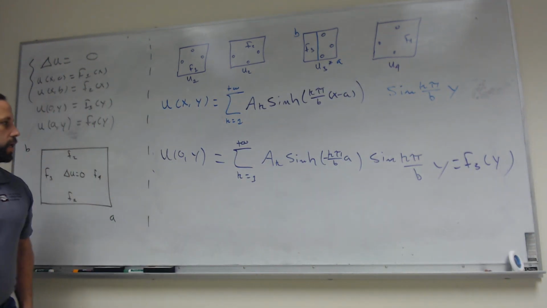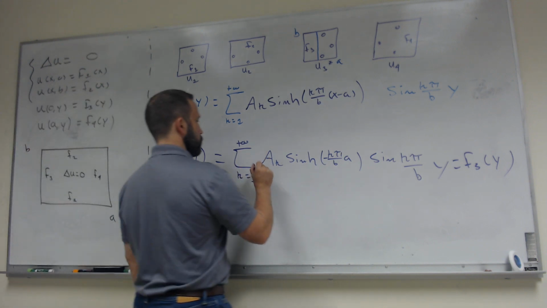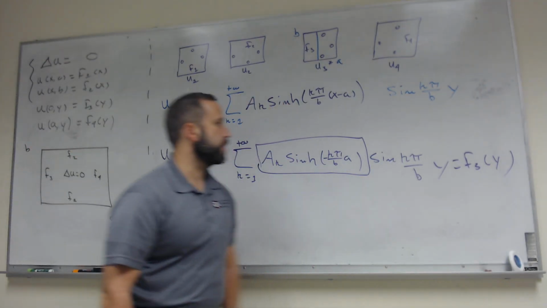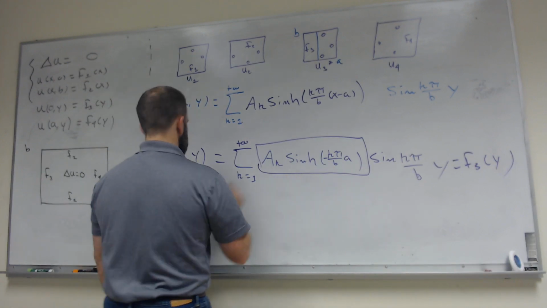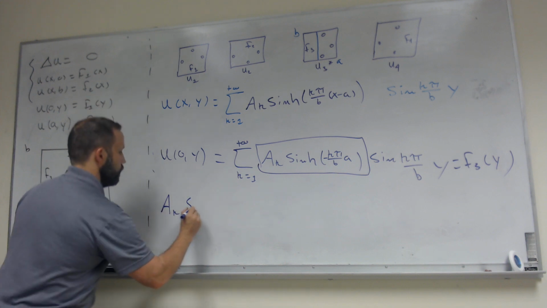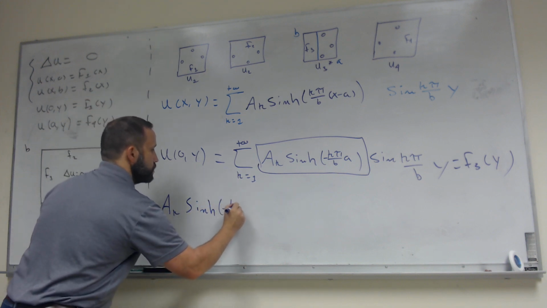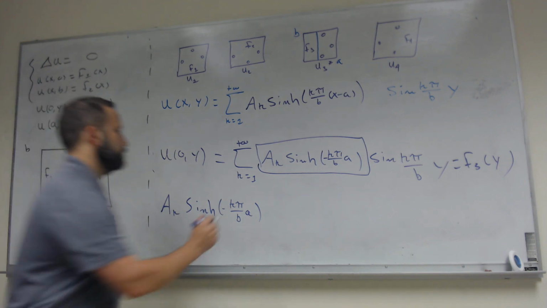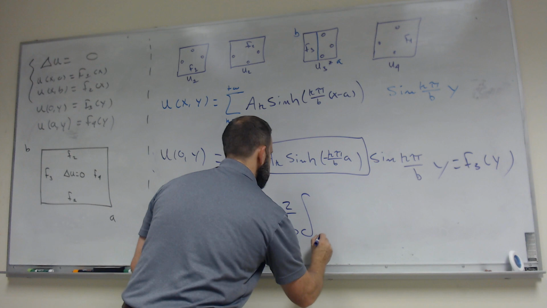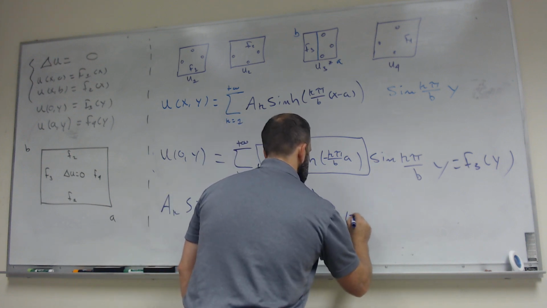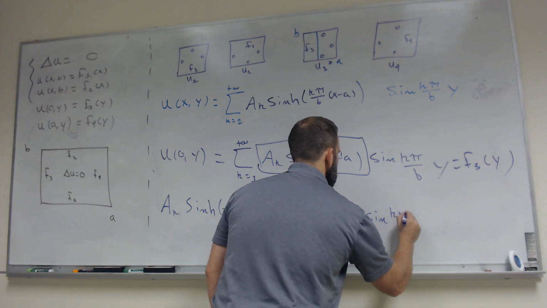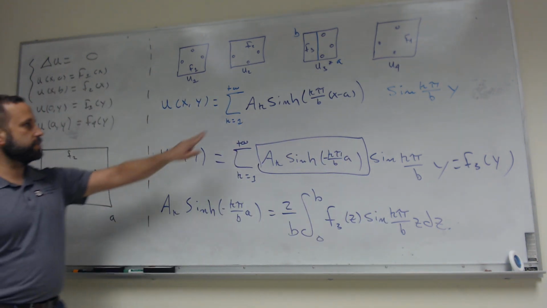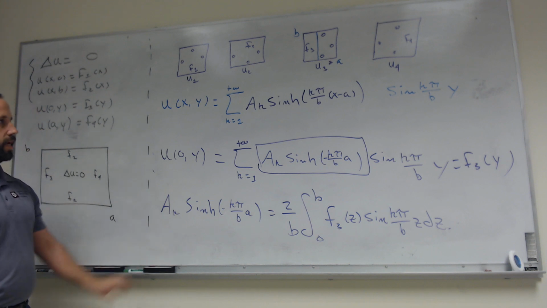Well, now what do I know? I know that this, the A_k times the hyperbolic sine, is just going to be the Fourier, or the sine coefficient, of F3 relative to these sine functions. So this, A_k times hyperbolic sine of minus k pi over b times a, is equal to 2 over b times the integral from 0 to b. I'm going to use z as the dummy variable, so this is F3(z) sine of k pi over b z dz. And so this is my solution, where A_k is given by this formula here.